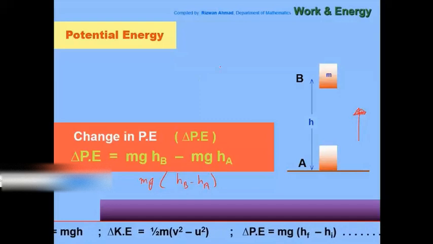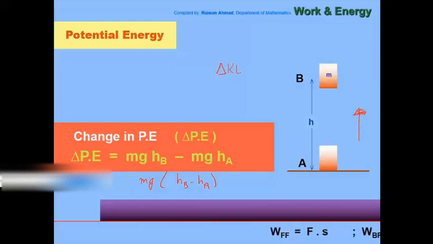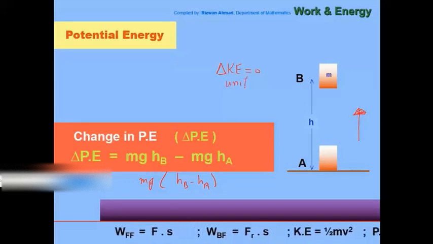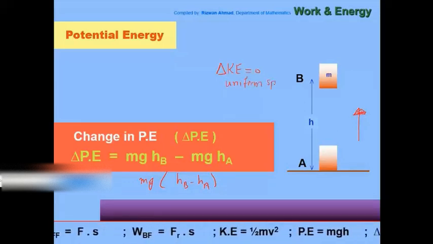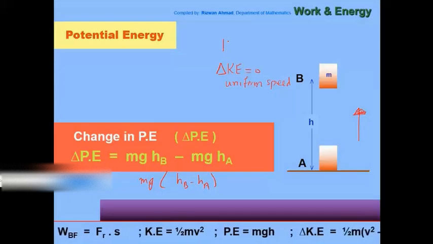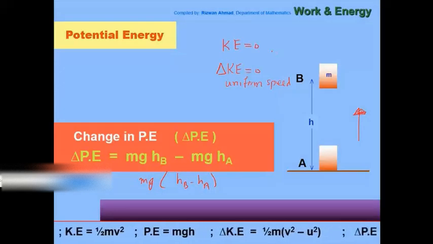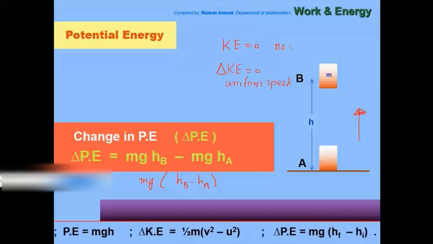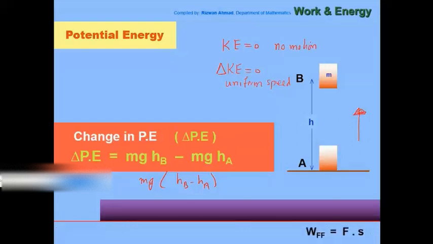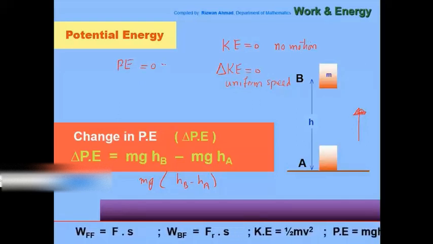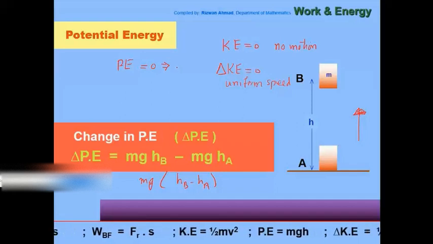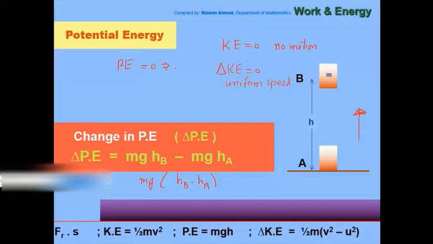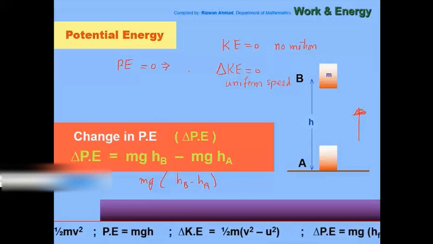So I will write here, change delta KE is 0, means uniform speed, means there is no change. And KE 0 means that no motion, it is at rest. And PE 0 means, PE means gravitational potential energy, that 0 means that the object is at the 0 level, it has 0 height.